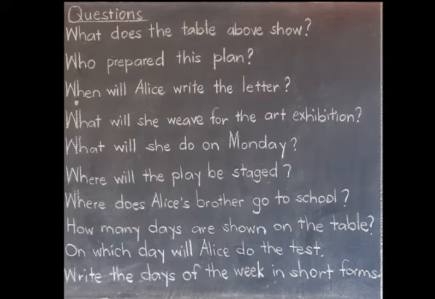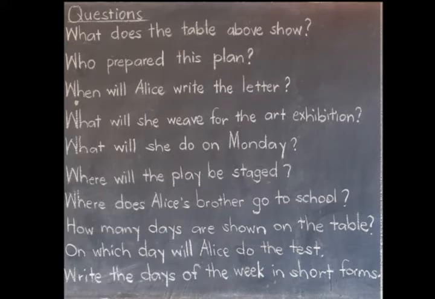Dear children, in the comprehension part, we are meant to write full sentences. We identify the needed idea, bring that idea, connect it to the words in the question, then identify the tense in which the question is, and make a full sentence. Are we together? Are we ready to answer the questions? Back to question number 1. What does the table above show?